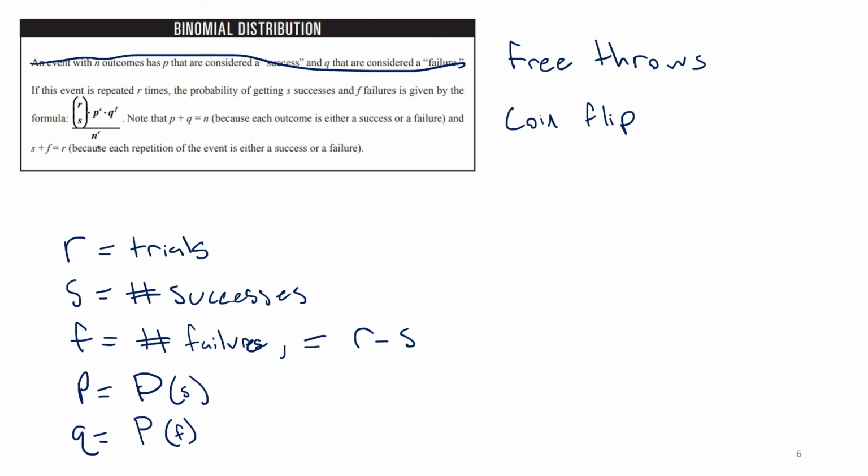N, I don't really know why they include it. I imagine it does have an application, but because P plus Q equals N and P plus Q are always going to equal 1 because you can only either fail or succeed. Think of a coin flip. 0.5 plus 0.5 is 1. N here, it says, is equal to P plus Q. It's pretty much always going to equal 1. And when it equals 1, the R to whatever just makes it 1, so you kind of ignore it. You're just looking at the top part.